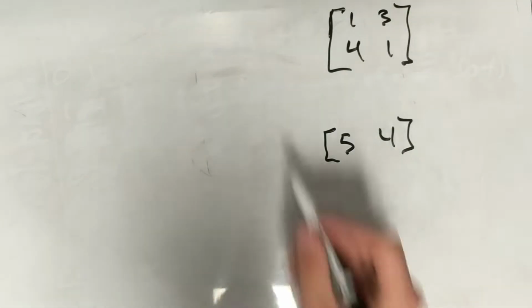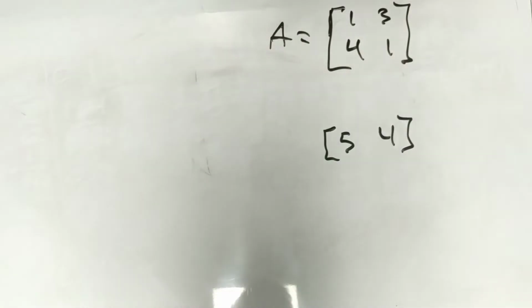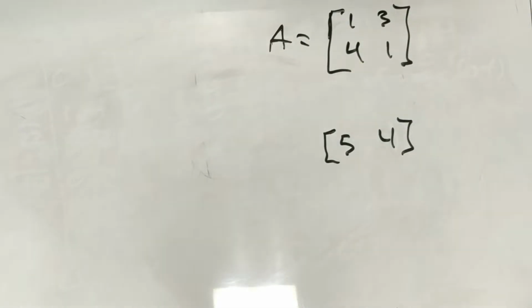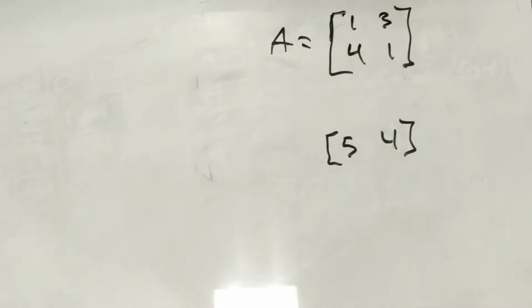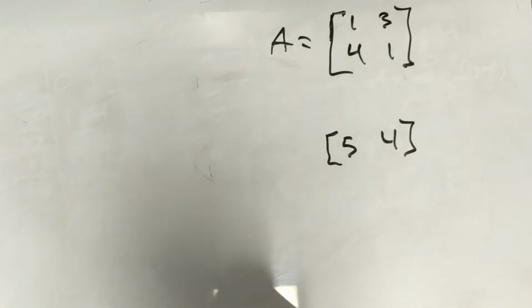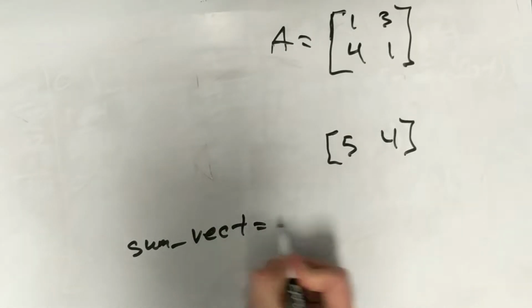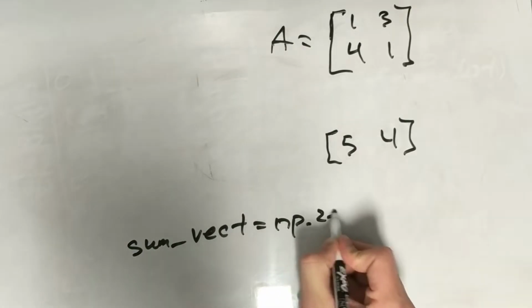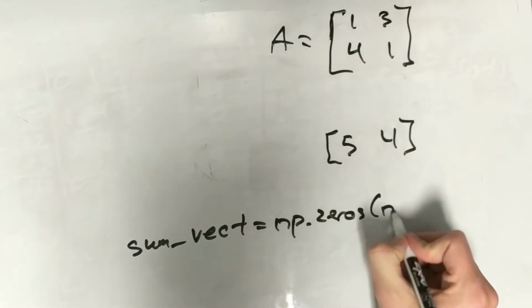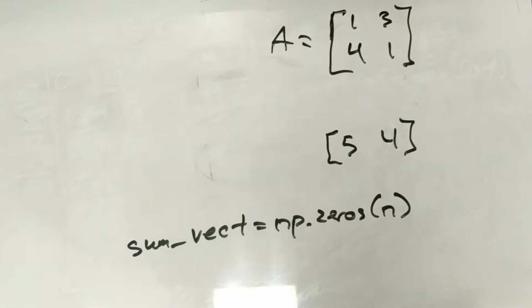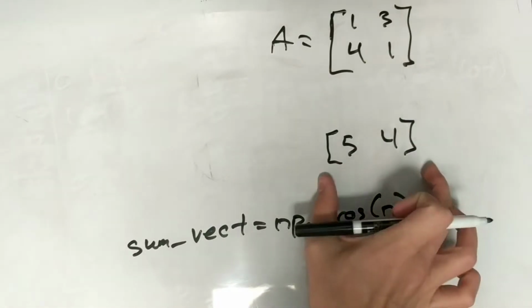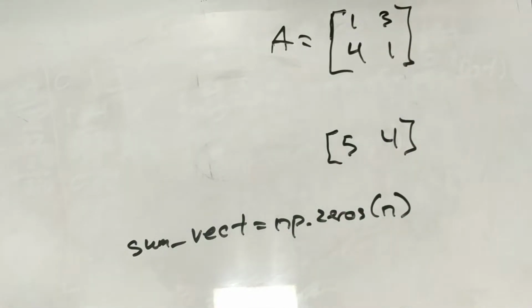So what I would do is say this is A. That's going to just be what our matrix is called. And you'll want to call your adjacency matrix function for this part. I would create another sum vector. I'd call it something like sum_vect equals np.zeros of length n, because that's how big our matrix is going to be, and that's how big our vector is going to be.